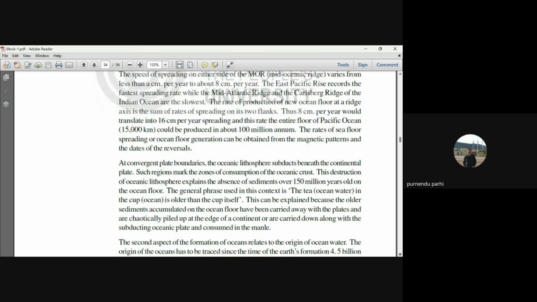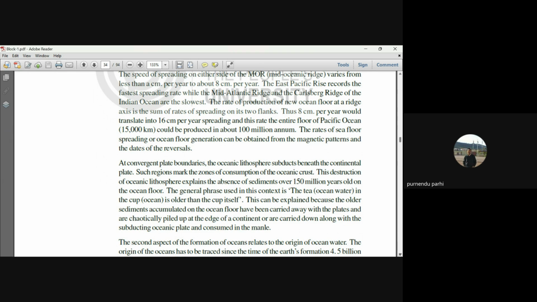At convergent plate boundaries, the oceanic lithosphere subducts beneath the continental plate. Such regions mark the zones of consumption of the oceanic crust. This destruction of oceanic lithosphere explains the absence of sediments above 150 million years old on the ocean floor. The general phrase used in this context is the tea in the cup is older than the cup itself.